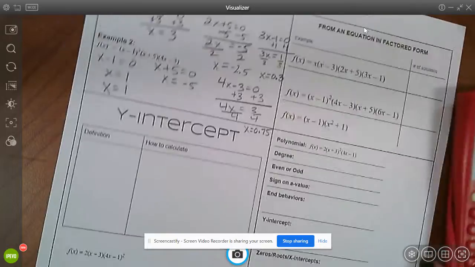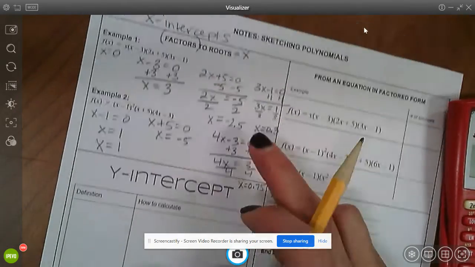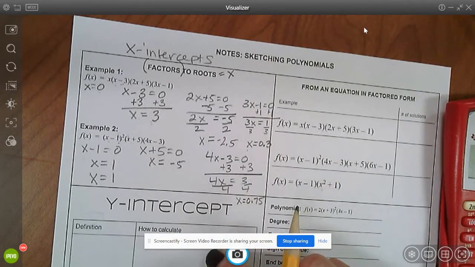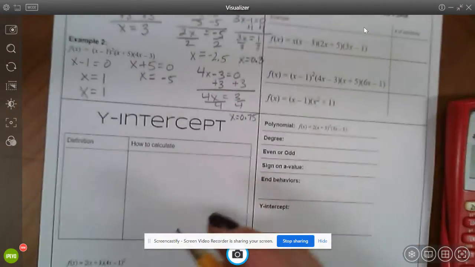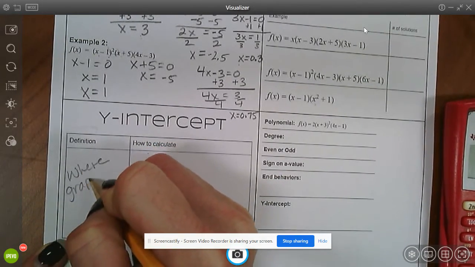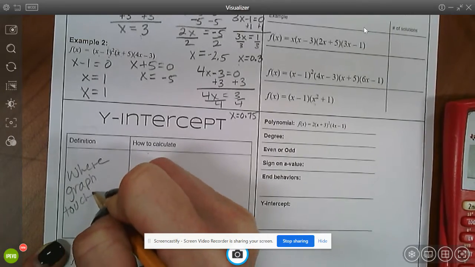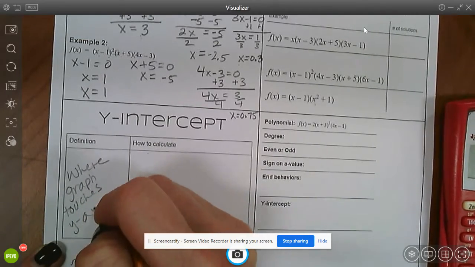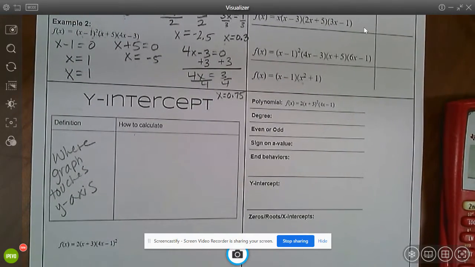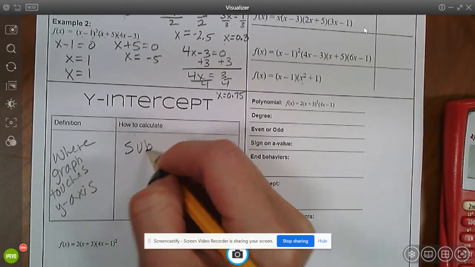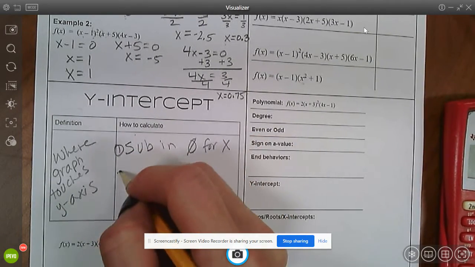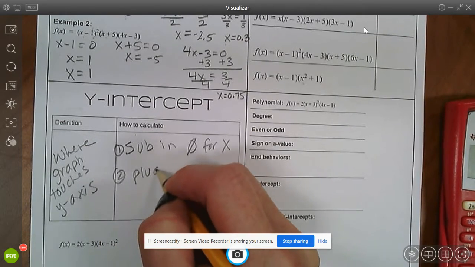All right. Now right here we can find the y-intercept. So the x-intercepts are where your graph touches the x-axis. The y-intercept is where your graph touches the y-axis. And that's actually our definition, where graph touches y-axis. And the way you can find that is by subbing in 0 everywhere you have an x. So we're going to sub in 0 for x. So that's our first step. And then plug it into the calculator.